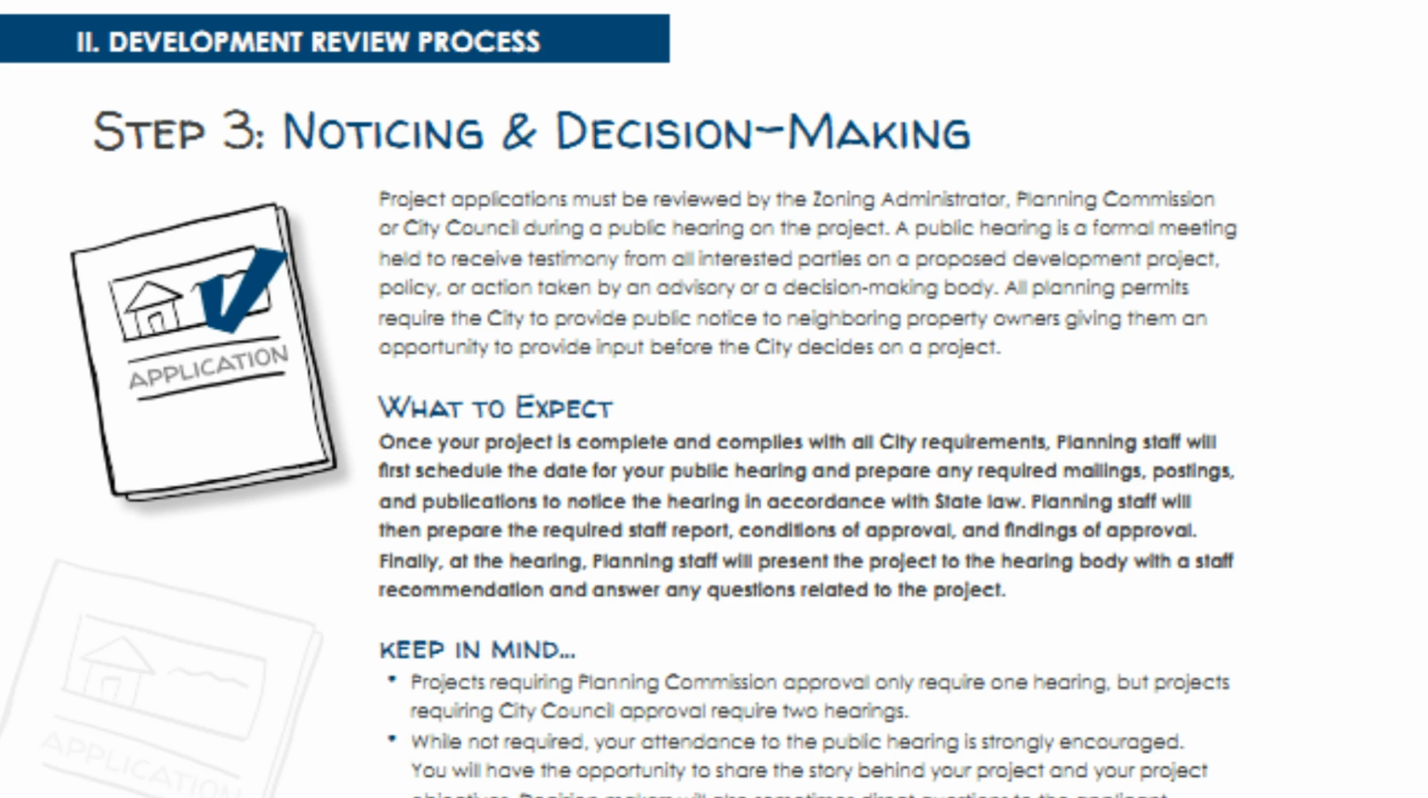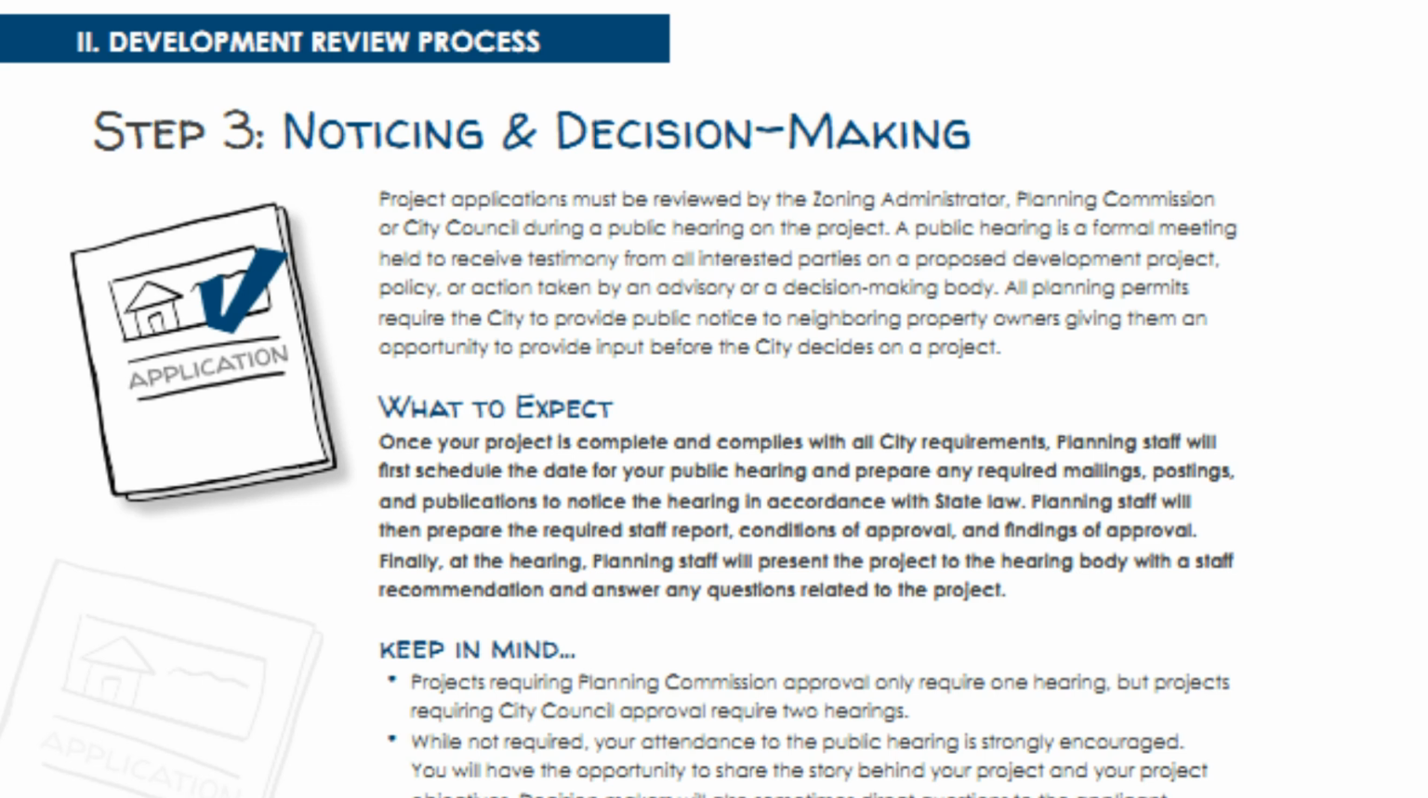What to expect? Once your project is complete and complies with all city requirements, planning staff will first schedule the date for your public hearing and prepare any required mailings, postings, and publications to notice the hearing in accordance with state law. Planning staff will then prepare the required staff report, conditions of approval, and finding of approval. Finally, at the hearing, planning staff will present the project to the hearing body with a staff recommendation and answer any questions related to the project.